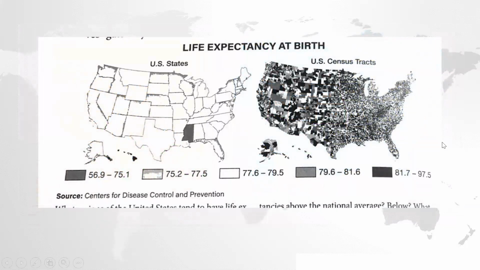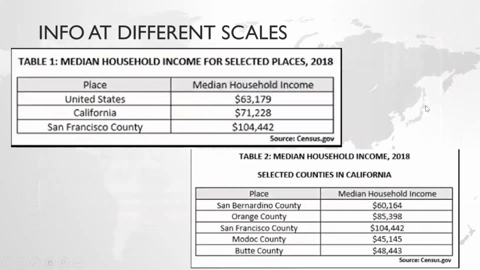Okay, here's another map in your textbook, just looking at life expectancy at birth. You can take a look at that one in your book, but it's a good one to look at, so I'd look at it. And lastly, looking at scales of analysis, not just in maps, but in tables as well. So, information at different scales.